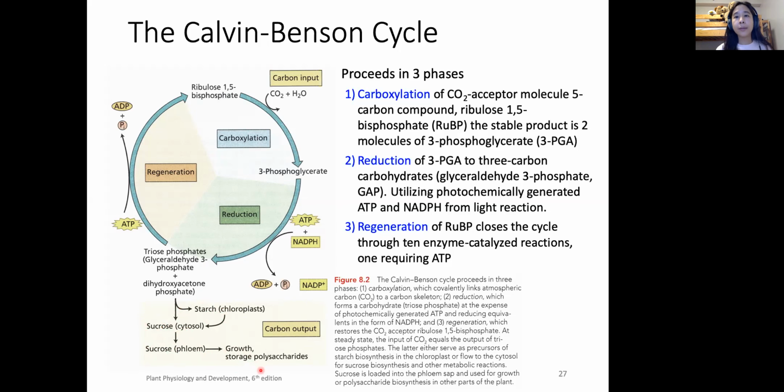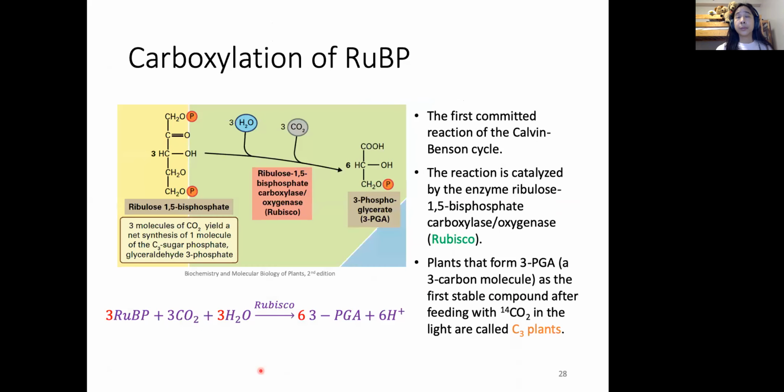All right, let's go to more detail on carboxylation of ribulose 1,5-bisphosphate. This reaction is catalyzed by an enzyme called rubisco. Rubisco is the most abundant protein on Earth. Not a muscle, but plants have a lot of this enzyme, rubisco. Why? Because plants do a lot of photosynthesis, of course.